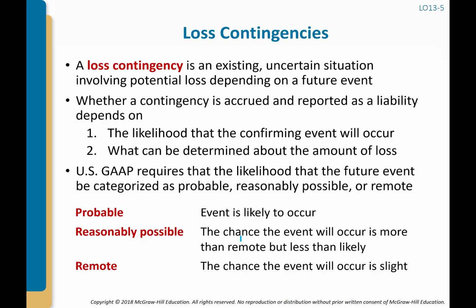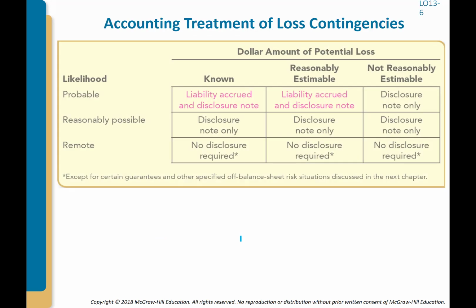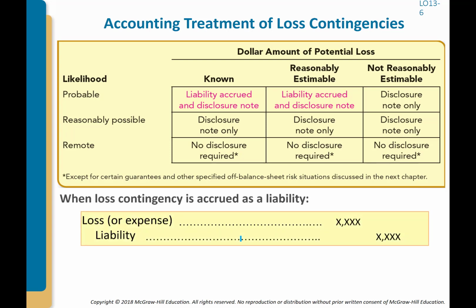So you come over and you take a look, and this is a very useful little layout for us. If a loss is probable, and we know pretty much what the amount is going to be, we've got evidence to support what we think the amount's going to be, then we will go ahead and literally debit loss and credit liability, even though the loss is not going to occur until what?